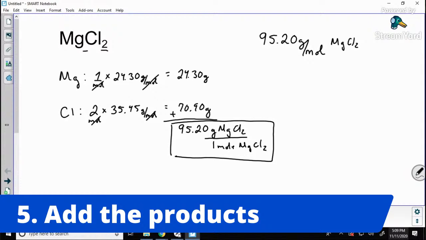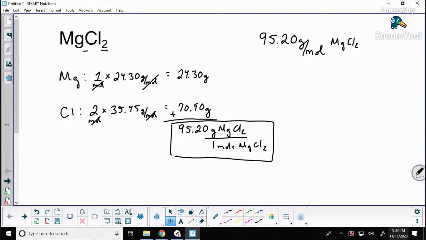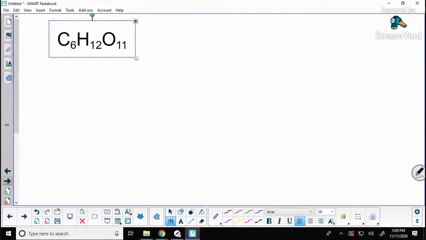So that's a fairly straightforward example. Right? So let's look at one that's a little more complex. C6H12O11. So again, we're going to follow by these rules. I'm going to list out my elements. I have carbon, I have hydrogen, and I have oxygen. Secondly, I'm going to put down how many I have of each. So according to the formula, I would have 6 carbons, 12 hydrogens, and 11 oxygens.